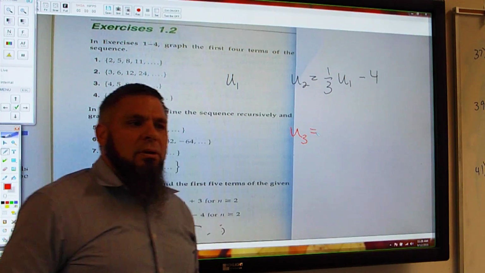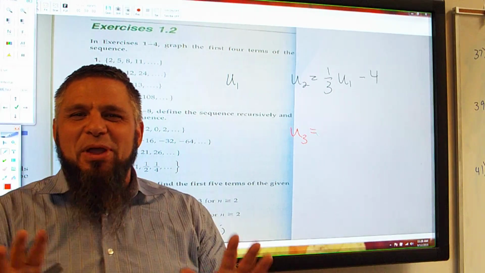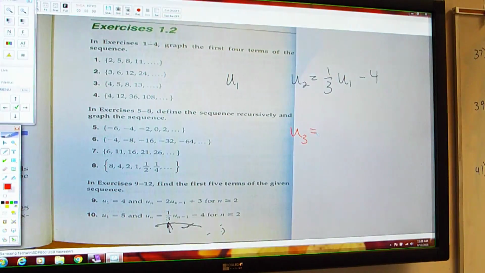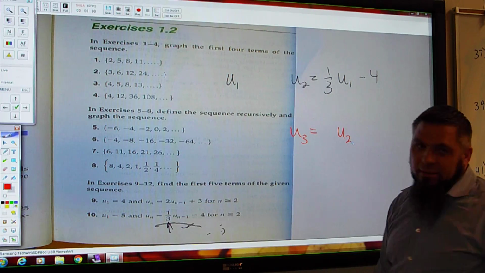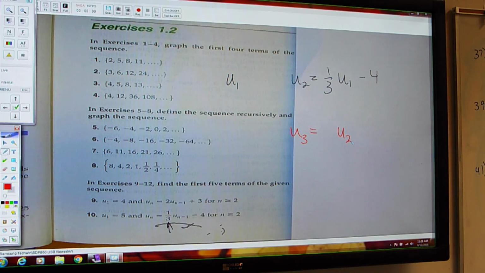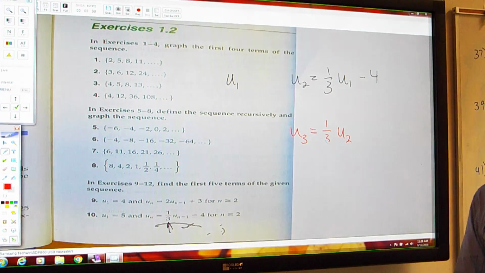U sub 3 would be. You know it. I need people who don't know it. So practice in your head. We gotta find U sub 3. In terms of U sub 2. So I want U sub 2 right here. What goes in front of U sub 2? 1/3. That's it. What goes at the end?